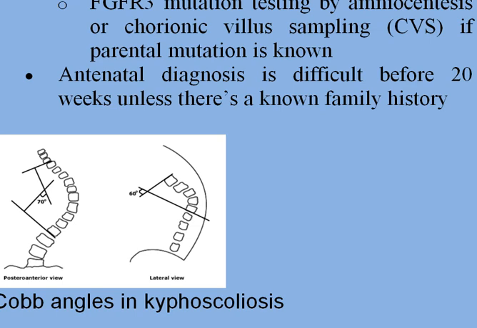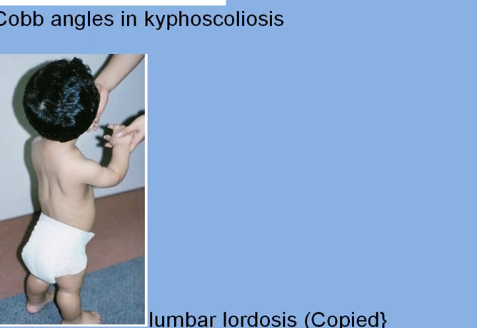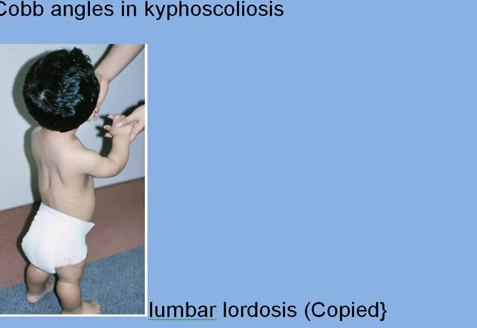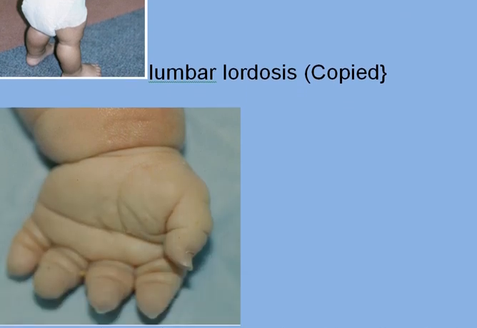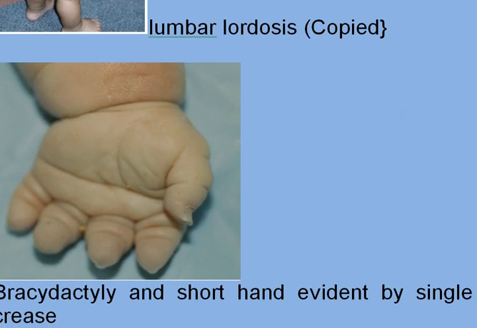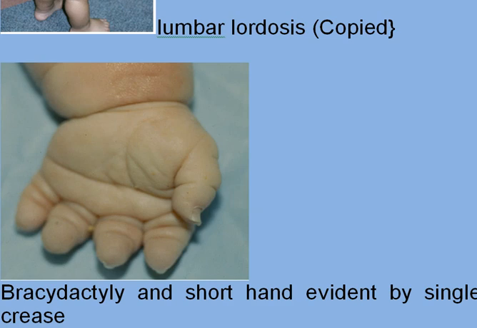So this is how the Cobb's angles are measured for kyphoscoliosis. See the lumbar lordosis in the small child. This is the brachydactyly and short hand, evident by the single crease.